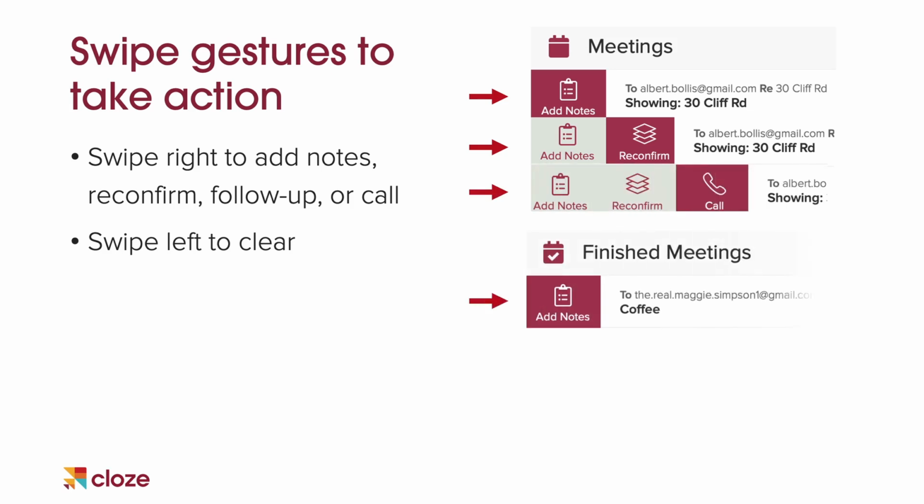Now for your finished meeting, similar idea, you can add notes there, follow up after the meeting. Notice how the email label changed there. I'm reconfirming, now I'm following up. We call those assists. Those move depending on where you are around your meeting. Reconfirming is something you do ahead of a meeting. Following up, you do something after.